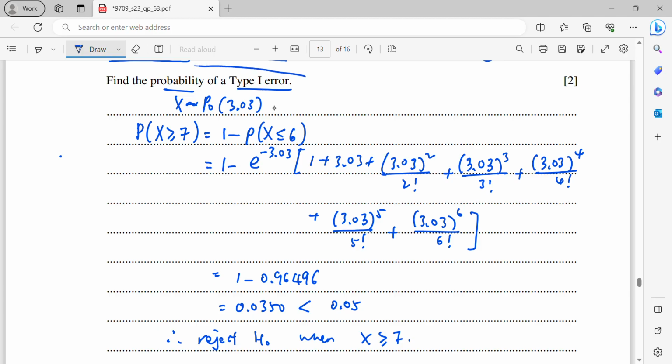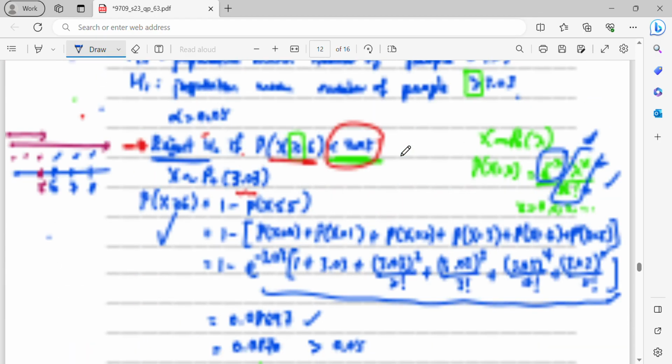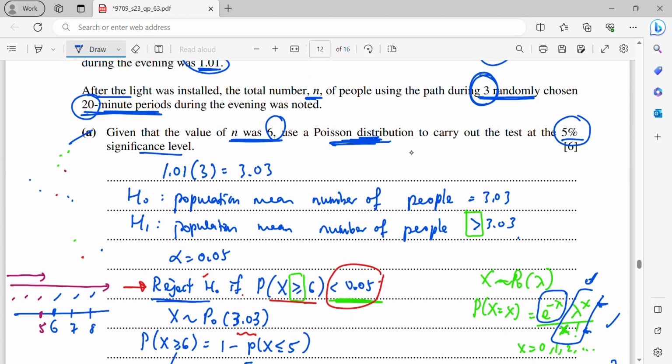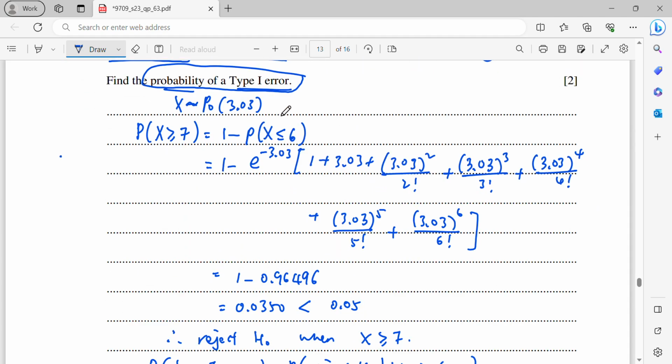Now by looking at the question here, the probability of type 1 error is the probability of rejecting H naught given that H naught is true. H naught is true means, if we go back to the hypothesis testing, that the lambda value is 3.03. That's why I have used this 3.03 to get the calculation.